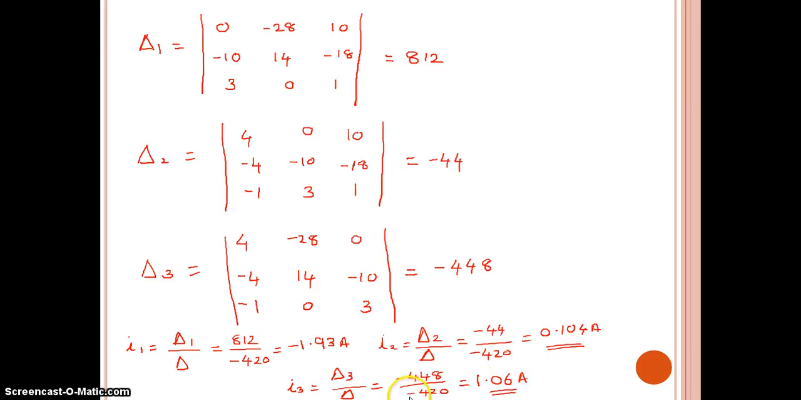We can recheck with the super mesh current term, because that current I3 minus I1 is given as 3 ampere. So this is I3, 1.06, minus I1, minus of minus 1.93. We are getting the same answer, 3 ampere. So that's the way we solve a problem using mesh analysis with the super mesh concept.